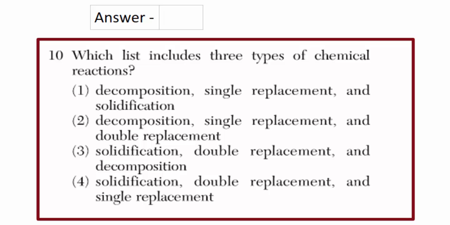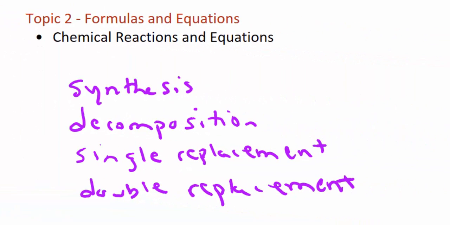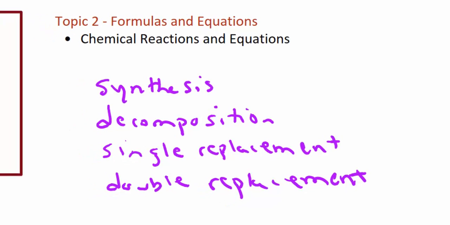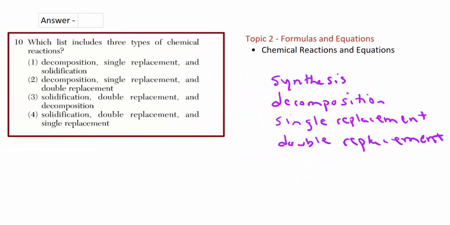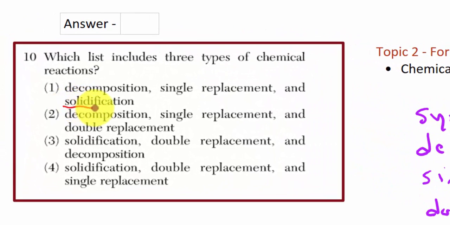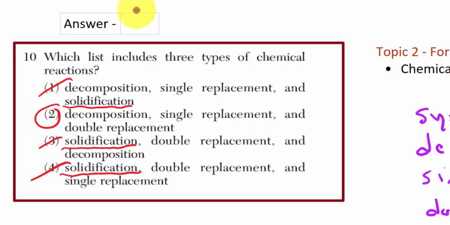Number 10. Which list includes 3 types of chemical reactions? Recall from your knowledge of chemistry that there are essentially 4 types of chemical reactions in inorganic chemistry: the synthesis, the decomposition, the single replacement, and the double replacement. There's a decoy among these answers that you'll notice, and here it is, the word solidification. Solidification is not one of the basic forms of chemical reactions. In fact, solidification is the process of changing a liquid into a solid. So it not being a chemical reaction, we can eliminate all the answers that contain the word solidification, leaving us with answer number 2.